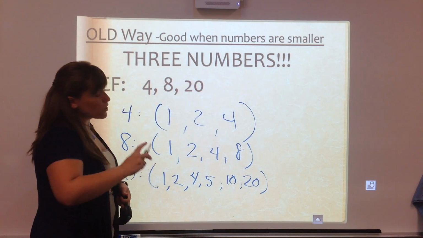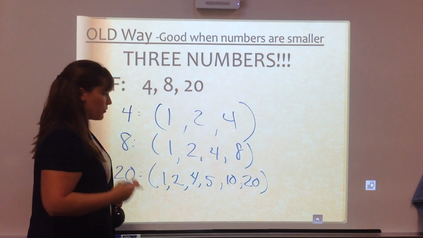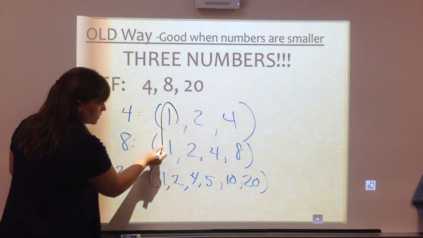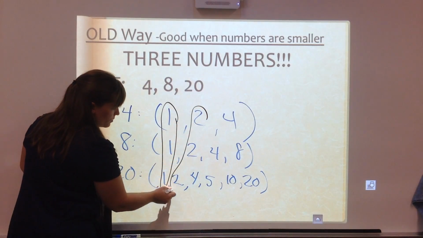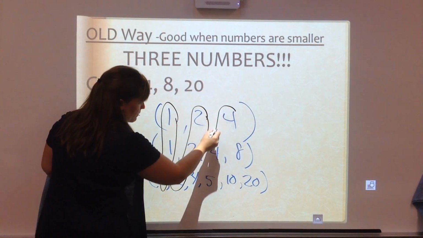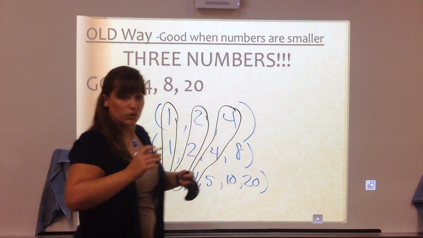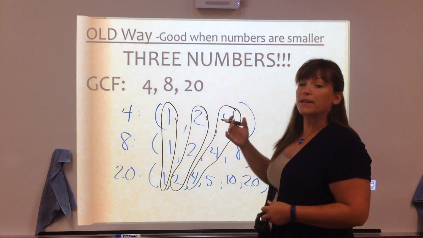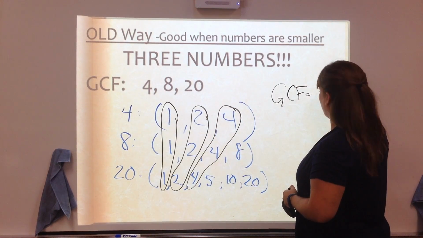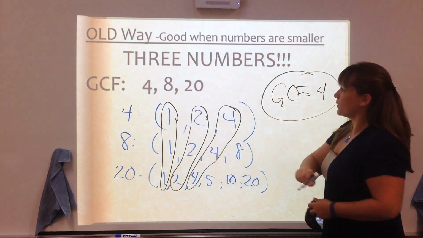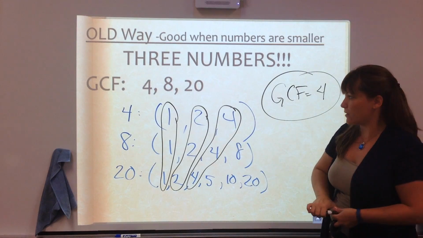Now we're going to circle just like before, but we're going to look for what is in common in all 3 lists. So we have our 1s, we have our 2s, and we have our 4s. So greatest number that is in common that we circled will be the GCF, which is 4. Again, good thing to do when the numbers are smaller, like this example.